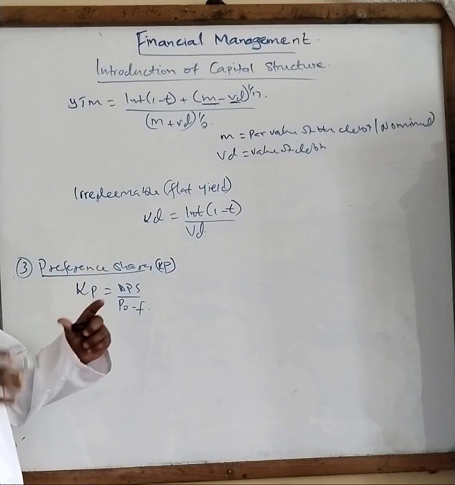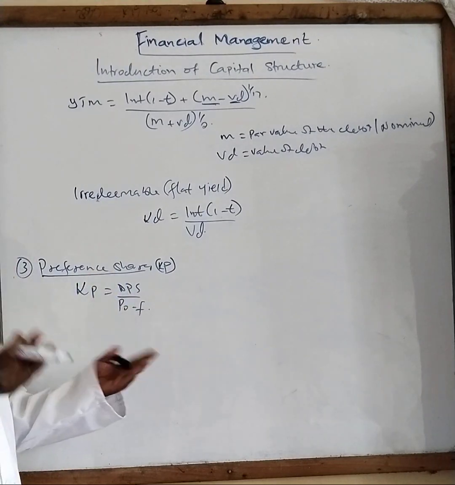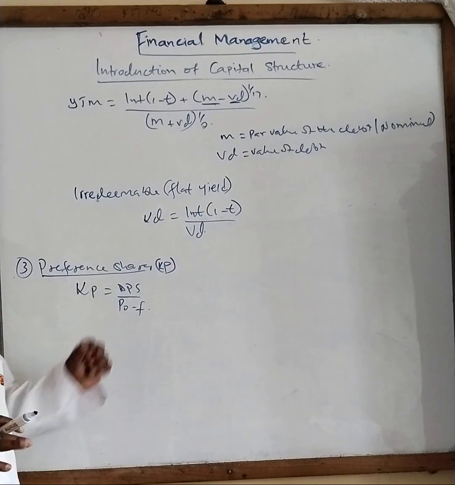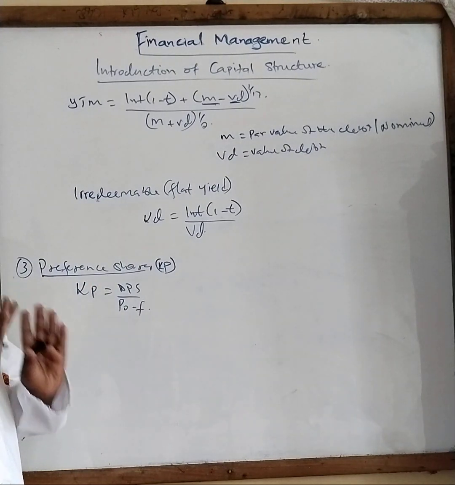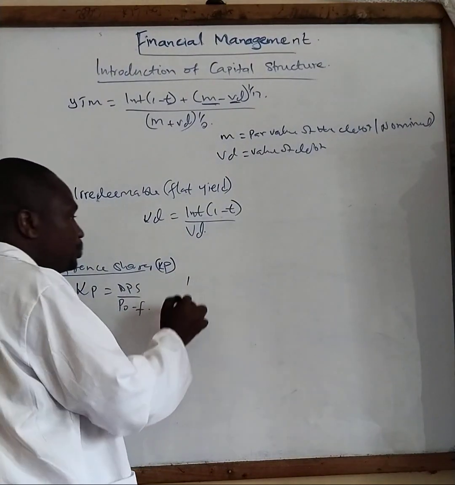But ordinary shares, it is not fixed, it is negotiable. This year we can say we can increase, next year we can say no, we are not increasing. But for the preference shareholders, the dividends paid to the shareholders is fixed. This is how it is expressed in the question.